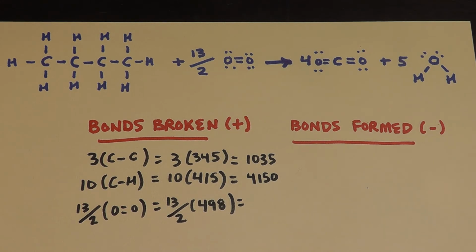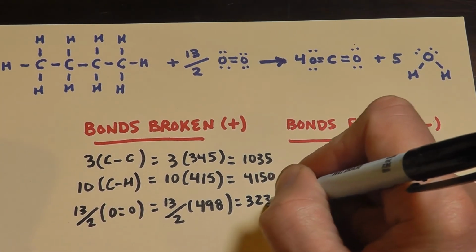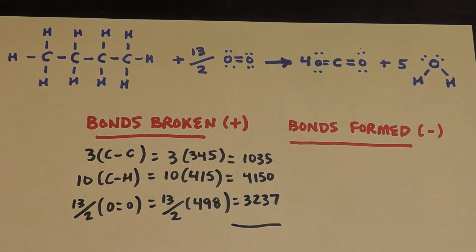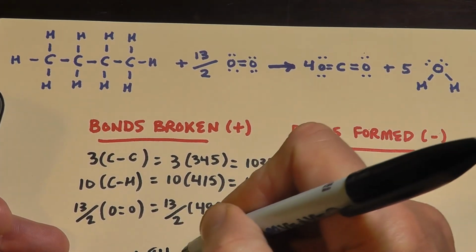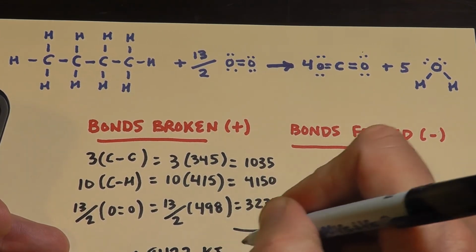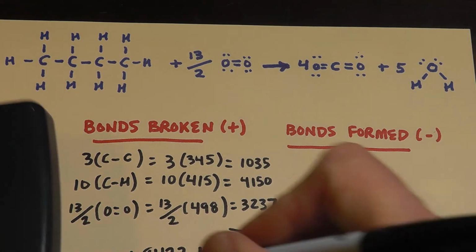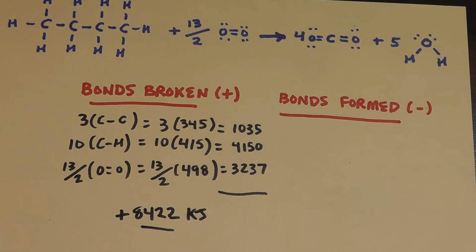498 times 13 divided by 2 is 3237. Add them all up. 4150 plus 1035 plus 3237. That is positive 422 kilojoules. Keep that on the back burner. That's positive. Let's go count bonds in the products.